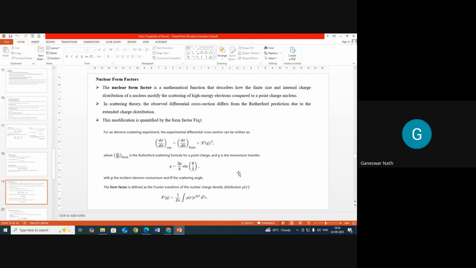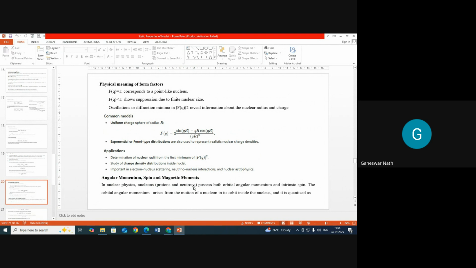And q is the momentum transfer. When a neutron collides with the nucleus, both energy and momentum transfer take place, and that momentum transfer is given by 2p by h-bar sin theta by 2. The form factor for the corresponding momentum transfer in this collision of the neutron with the nucleus is given by F(q) equals 1 by Ze integral of rho(r) e to the power i q dot r d³r. So this is the expression for the form factor.